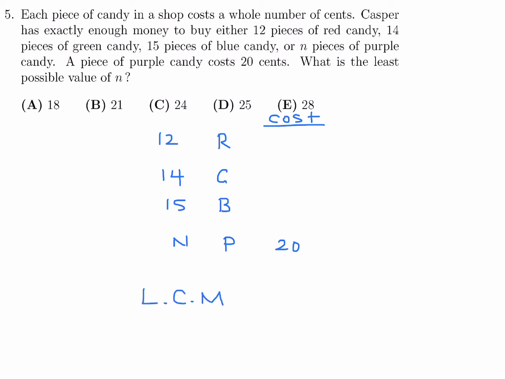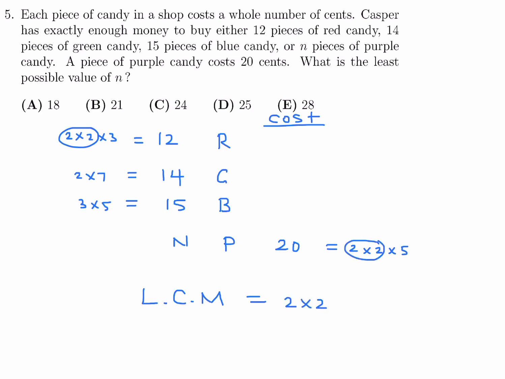So for 12, it's 2 times 2 times 3. 14 is 2 times 7. 15 is 3 times 5. Here they don't give us anything, but they do give us the price, and that is 2 times 2 times 5. So for the LCM, we have to include 2 the maximum number of times it is presented in any of those numbers, and the maximum is twice, so the LCM has to have it twice.